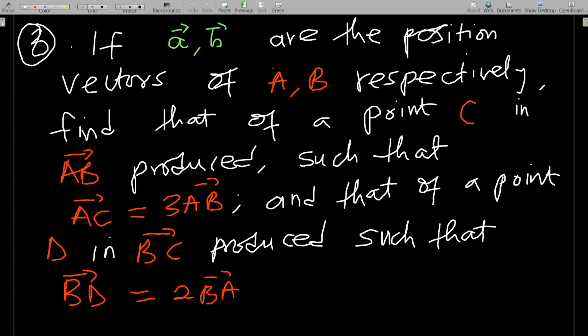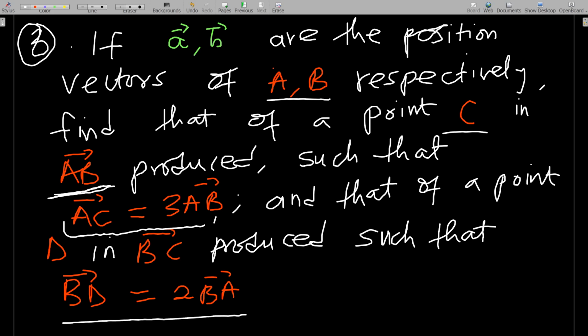Now let's look at another question which says that small a and small b are the position vectors of capital A and capital B respectively. You are supposed to find a point C in AB, the vector AB produced, such that AC will be equal to 3AB, and a point D in BC produced, such that BD is also equal to this. So what you have to do is write the given information.